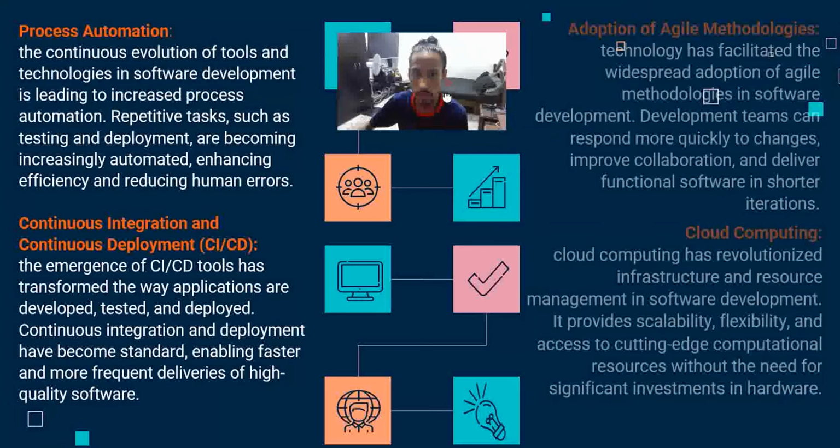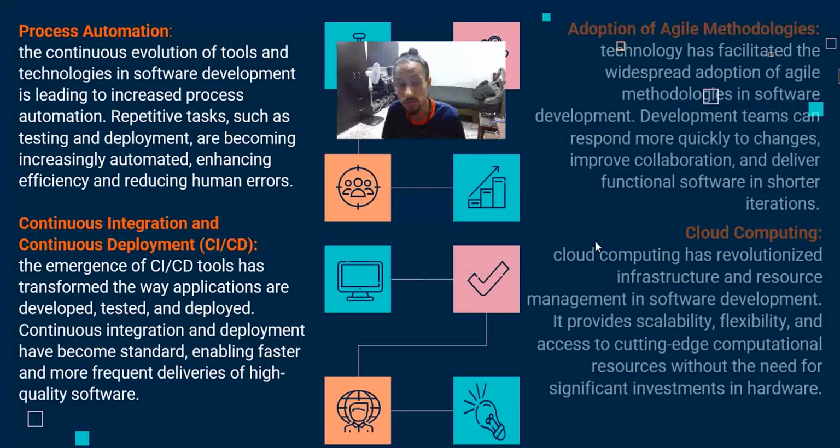The process of automation. The continuous evolution of tools and technologies in software development is leading to increased process automation. Repetitive tasks such as testing and deployment are becoming increasingly automated, enhancing efficiency and reducing human errors. Continuous integration and continuous deployment, also known as CI and CD. The emergence of CI and CD tools has transformed the way applications are developed, tested, and deployed. Continuous integration and deployment have become standard, enabling faster and more frequent deliveries of high-quality software.